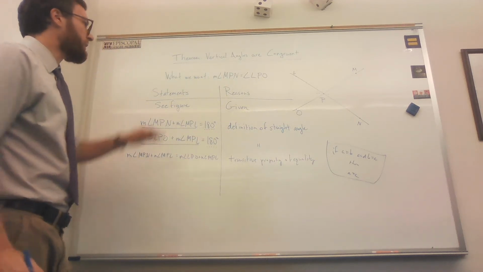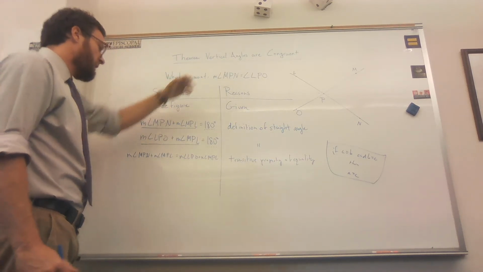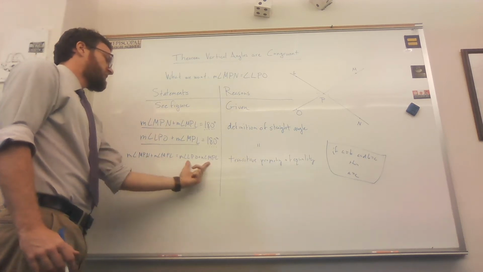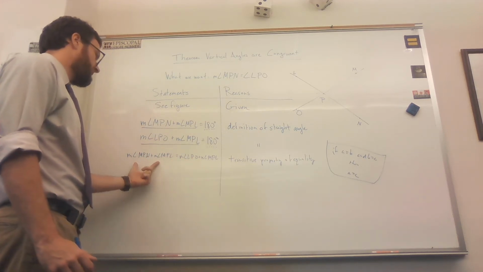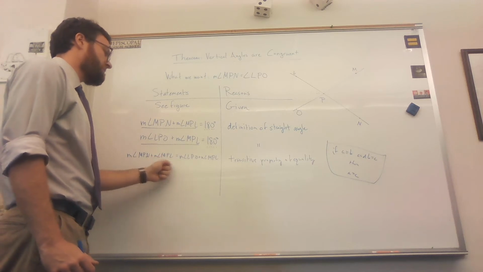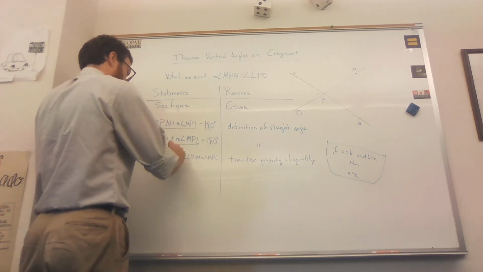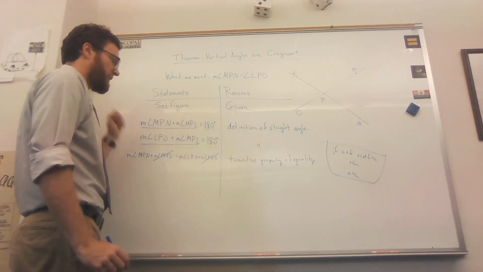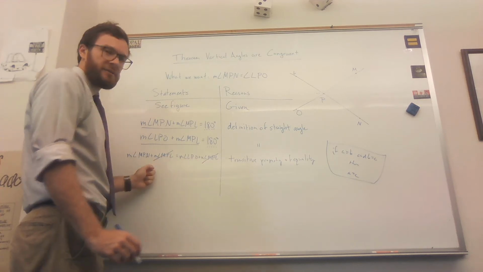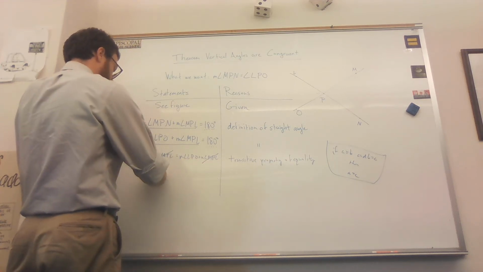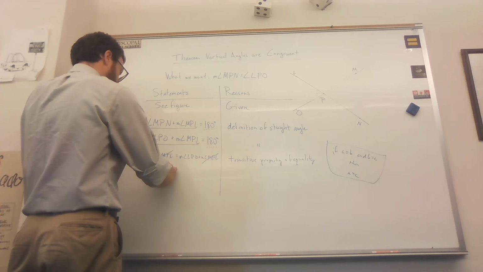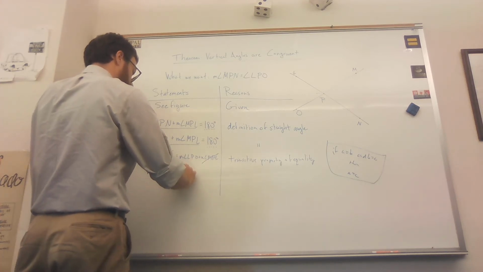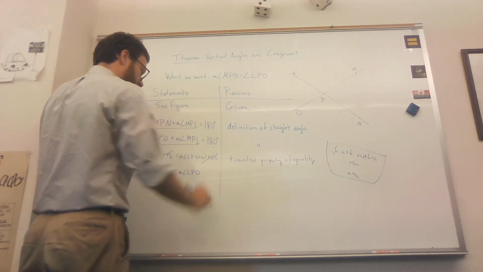We're almost done. We almost have the desired statement. We notice that on each side of this equation, there's something common, right? There's this measure of angle MPL. So we can do basic algebra, subtracting the same thing from both sides, respecting the golden rule, to finally conclude that the measure of angle MPN is equal to the measure of angle LPO.